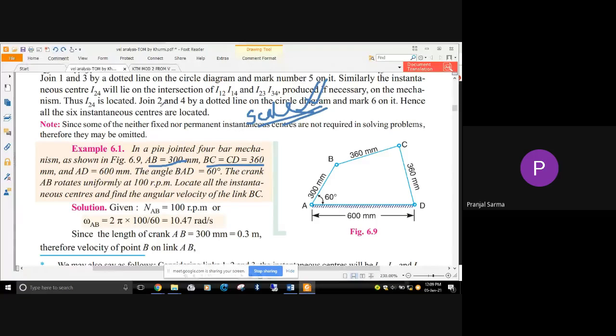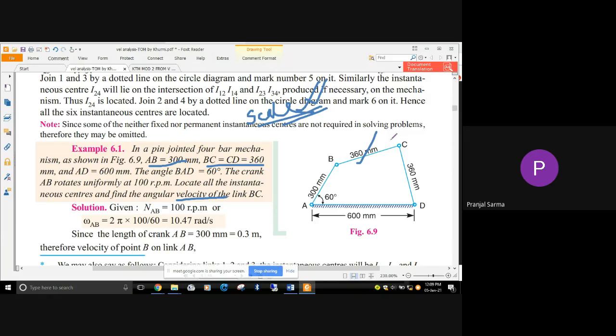Next, what is our main task? Our main task is, for this particular case, we should be able to locate all the instantaneous centers, and by using the instantaneous center method of velocity analysis, we should be able to find the angular velocity of the link BC. Okay, so this link, that is the coupler.